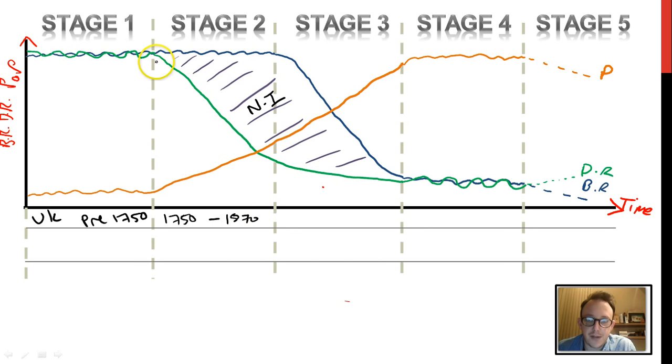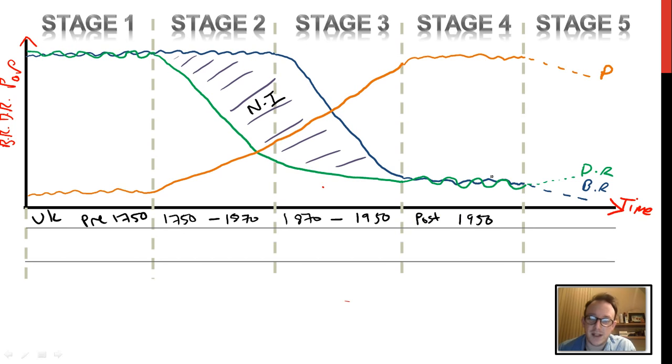This is where death rates start to decline, but birth rates are still high, and the population of the UK starts to increase. We can see there is an area of natural increase within stage 2. Now between 1870 and 1950, the UK would have been in stage 3, where birth rates were starting to fall. And then post 1950, we would have been in stage 4.